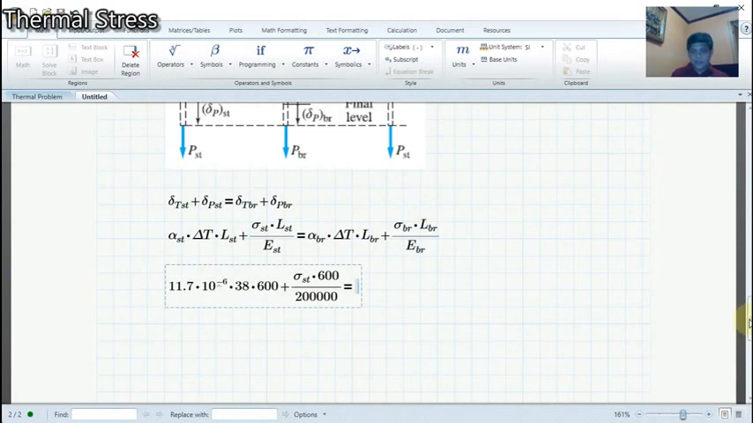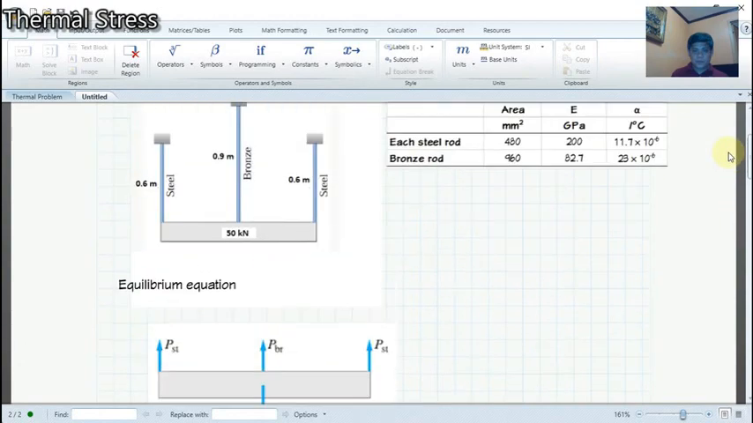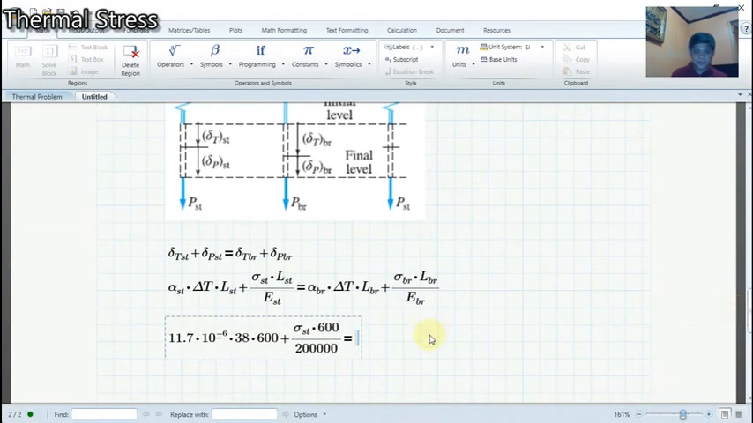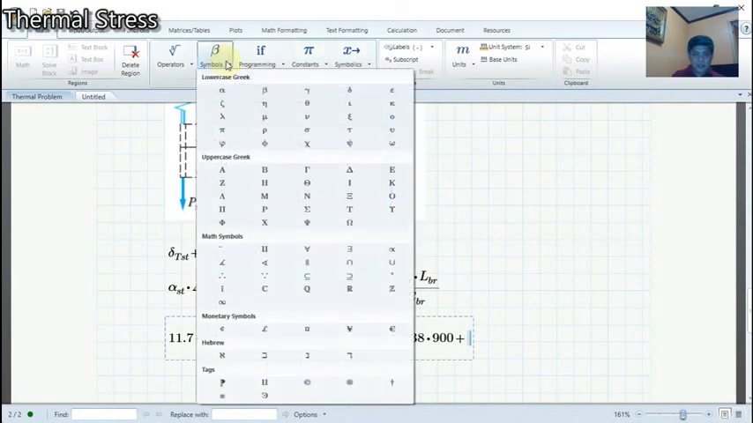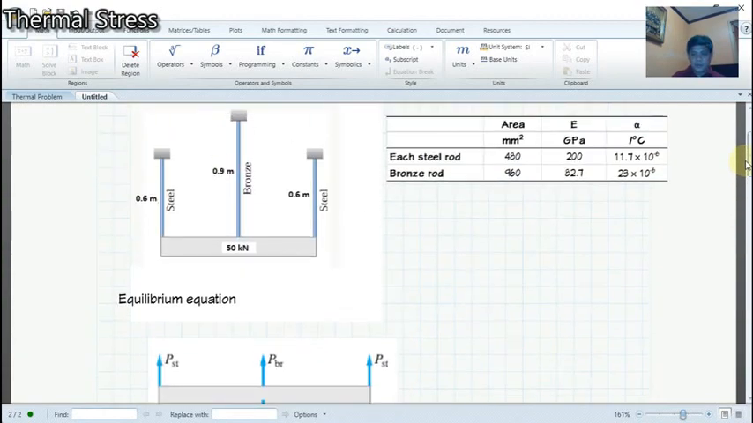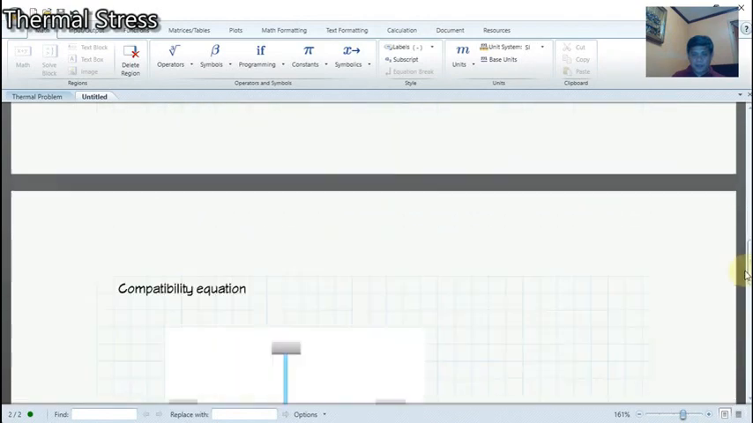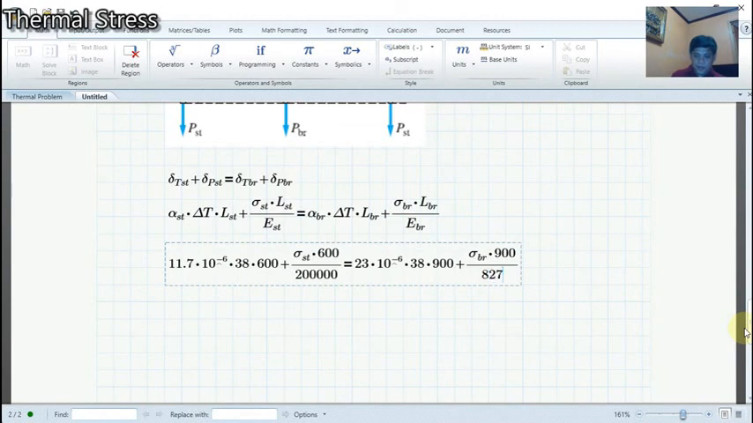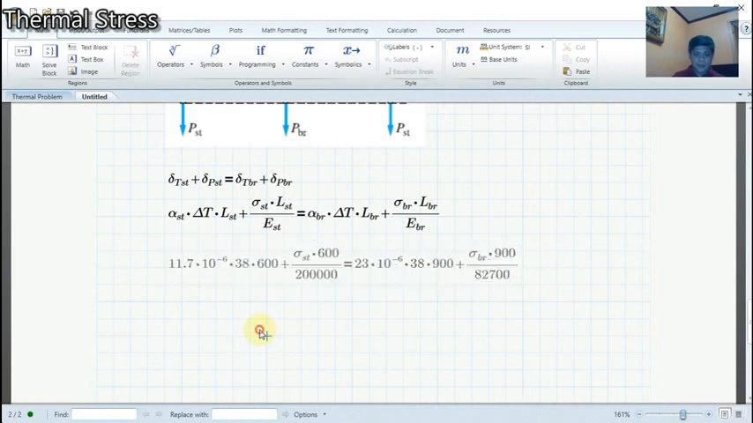the coefficient of thermal expansion for the bronze, which is 23 times 10 to the negative 6, times the change in temperature times the length of the bronze, which is 900 mm, plus the stress in the bronze times the length of the bronze, which is 900, divided by the modulus of elasticity for bronze, which is 82.7, or that is 82,700 megapascal. Okay, so let us simplify our equation.